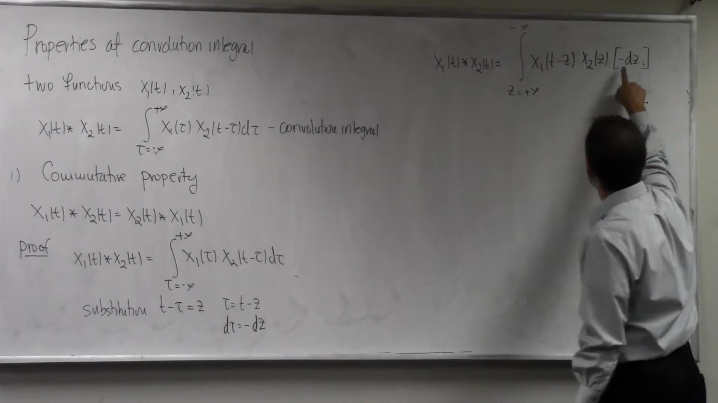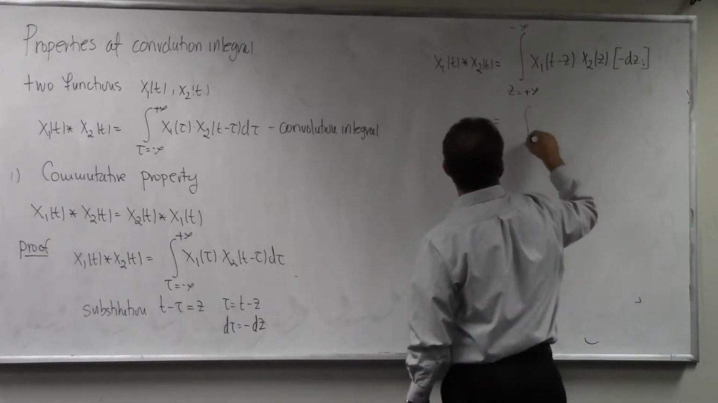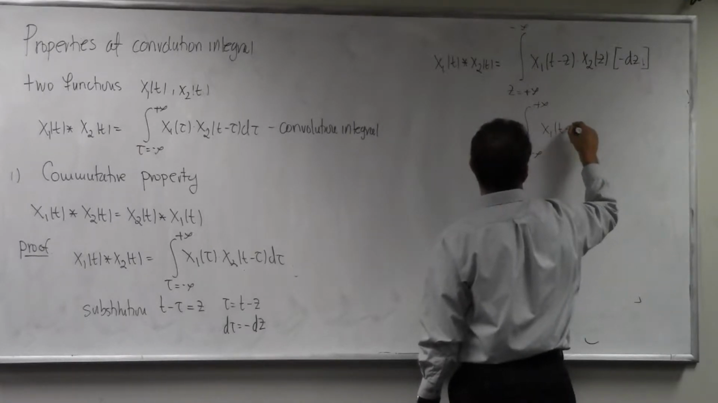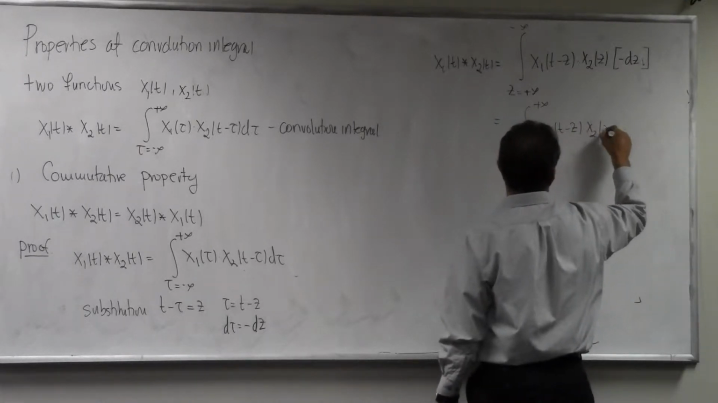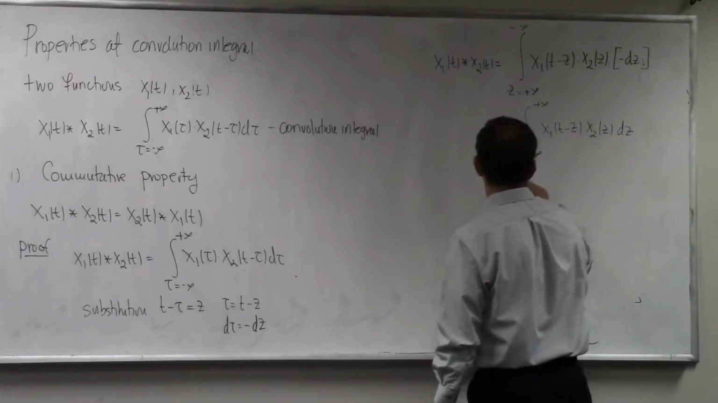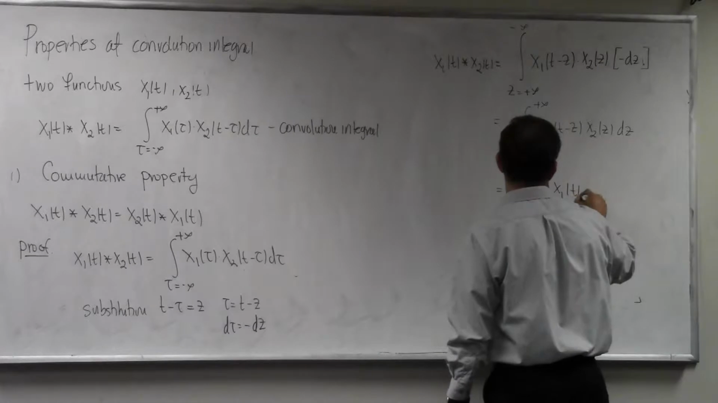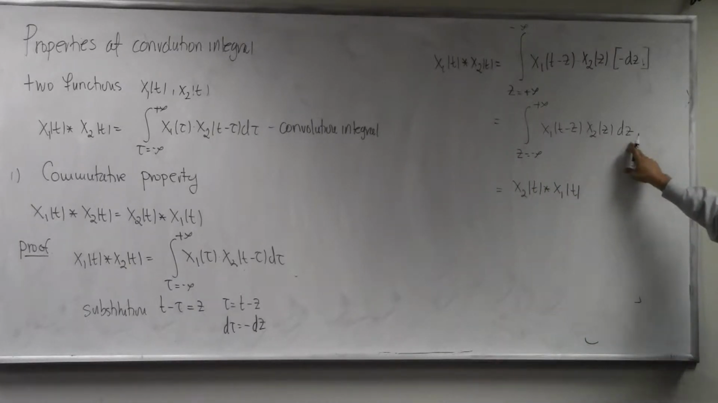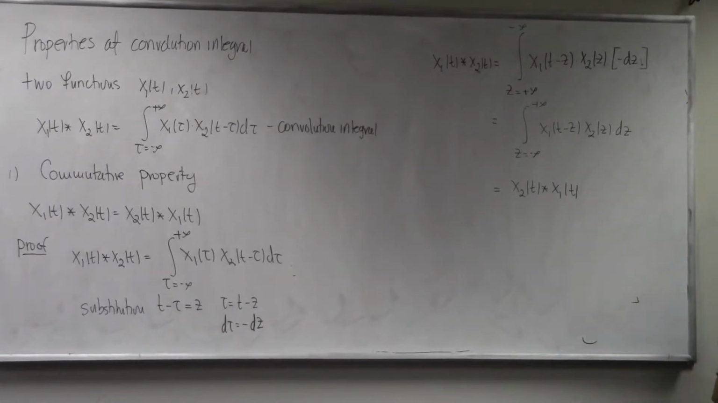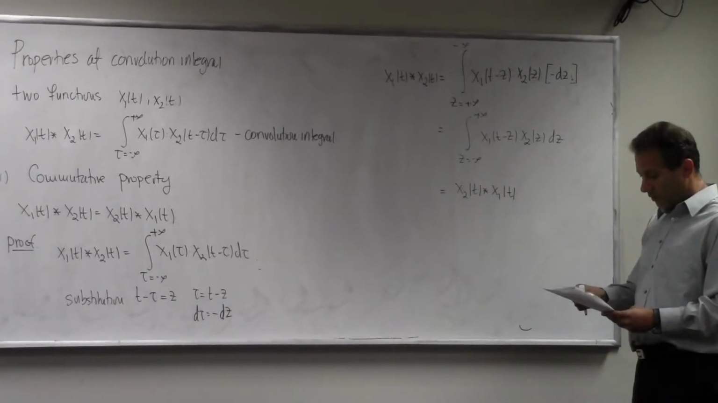Okay? And then you can see this minus here flips the borders back, so this becomes an integral when z goes from minus infinity to plus infinity, x1 of t minus z, x2 of z, dz, which is the same as saying this is x2 of t convolved with x1 of t, right? Because I can switch the order here. Z is just a dummy variable, so it's irrelevant whether it's z or tau. It doesn't matter. So this is how one would prove this. So the convolution is commutative.